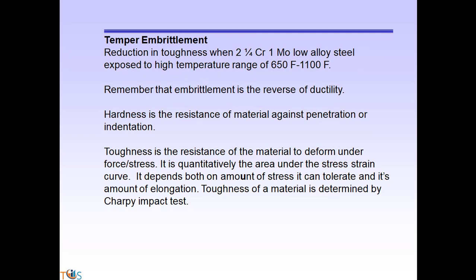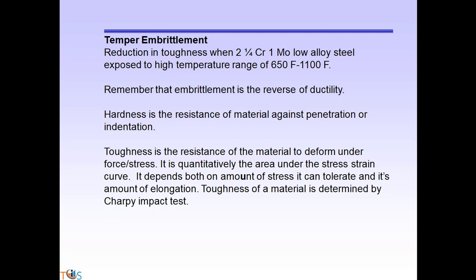Temper embrittlement: reduction in toughness when 2.25 chrome 1 molybdenum low alloy steel is exposed to a high temperature range of 650 to 1100 Fahrenheit. Remember that embrittlement is the reverse of ductility.